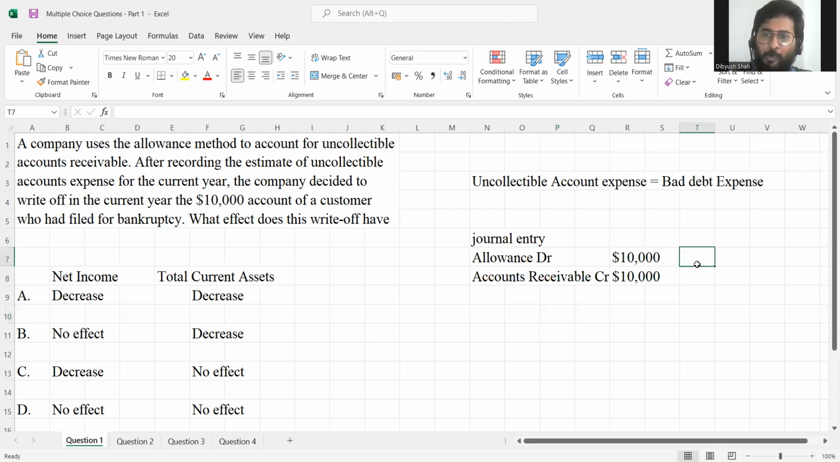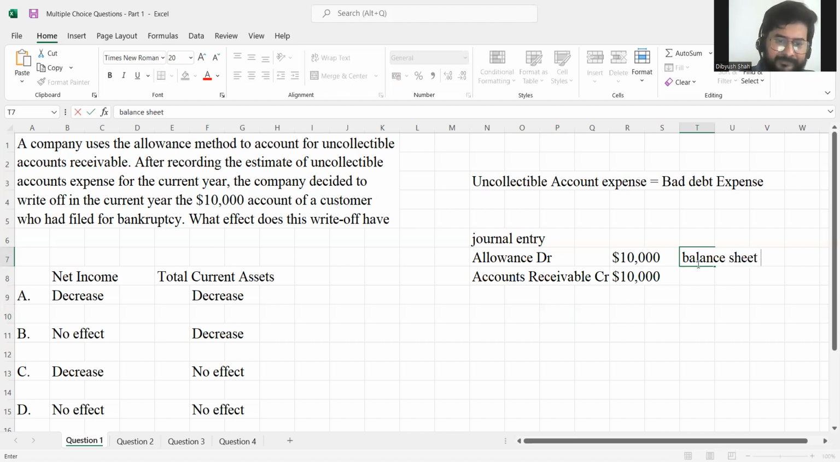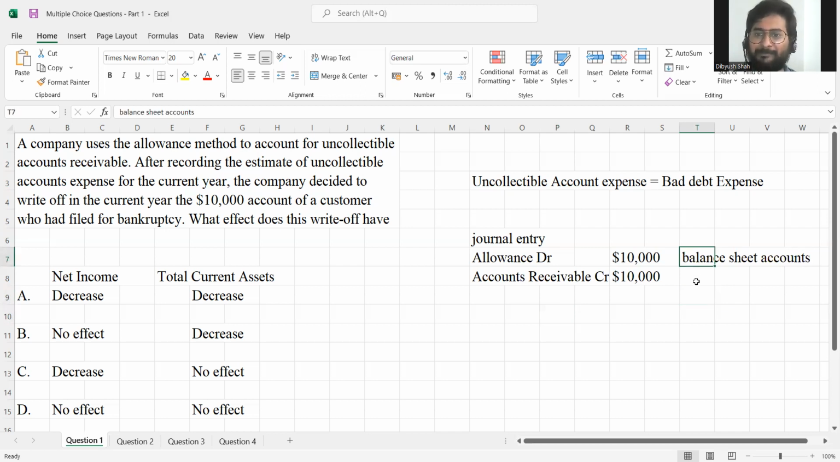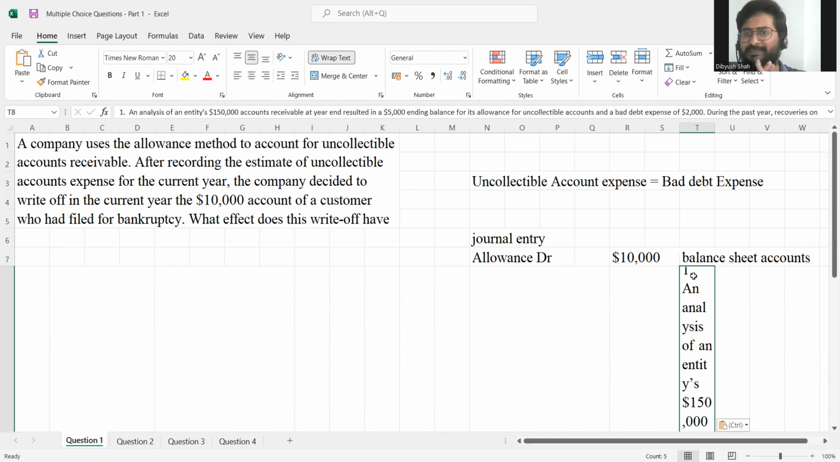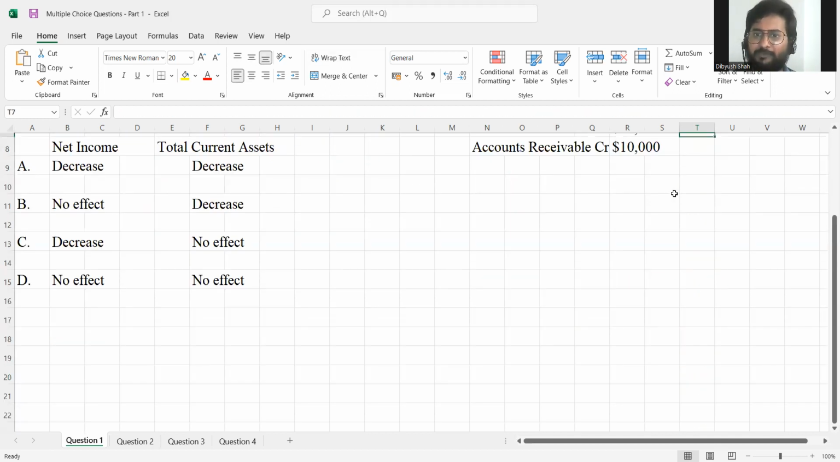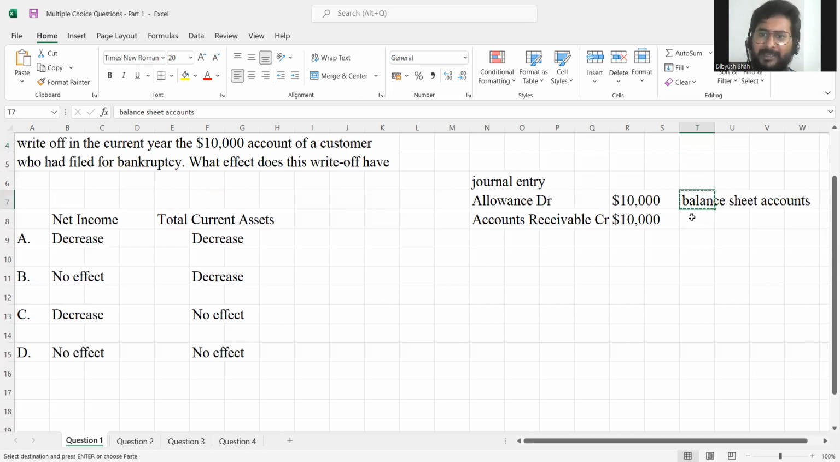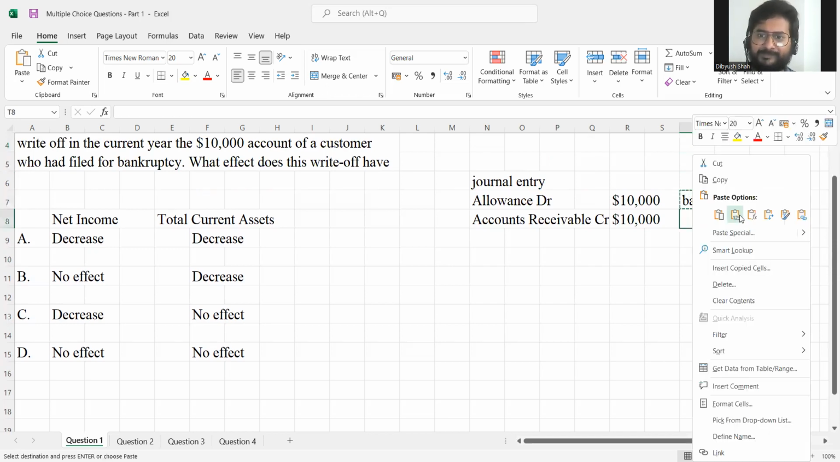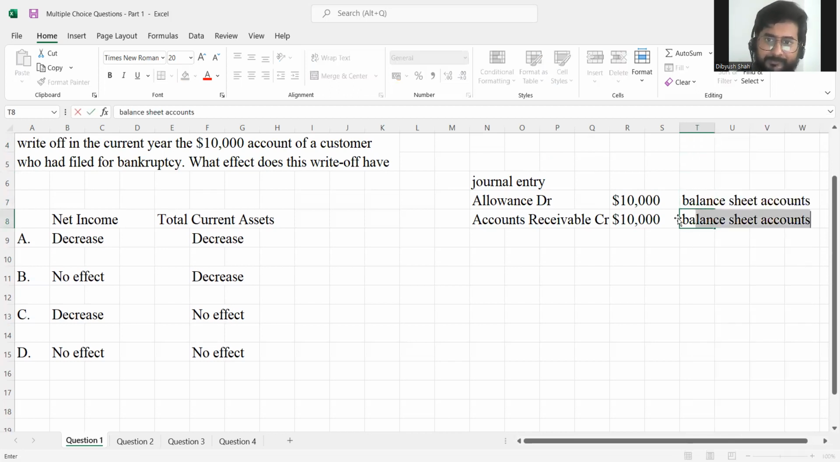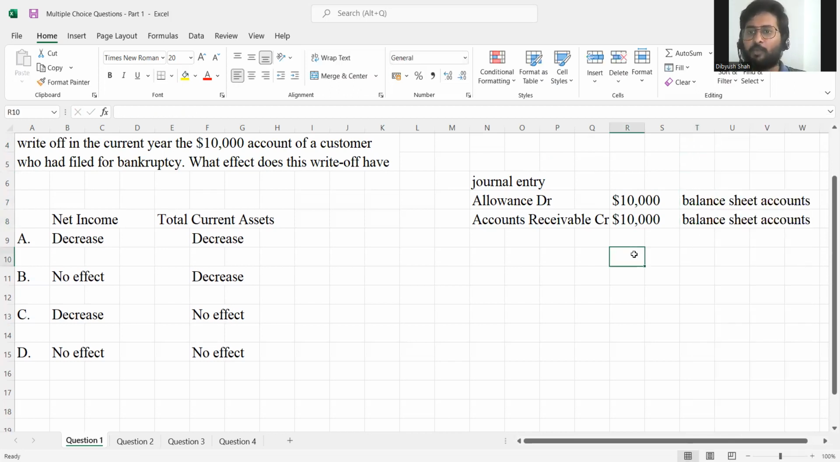First of all, both are entries belonging to balance sheet accounts. Since both are balance sheet accounts, there is no question of having any impact on P&L. And we also discussed this in the concept that there will be no impact on the P&L because of this. Next, what happens to total current assets? They are not asking accounts receivable. They are not asking allowance. They are asking total current assets.